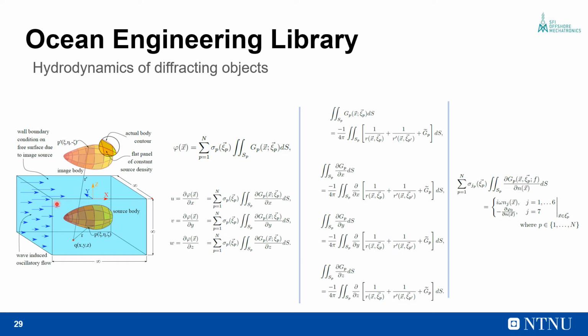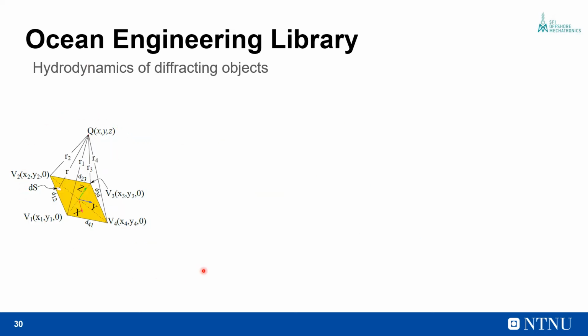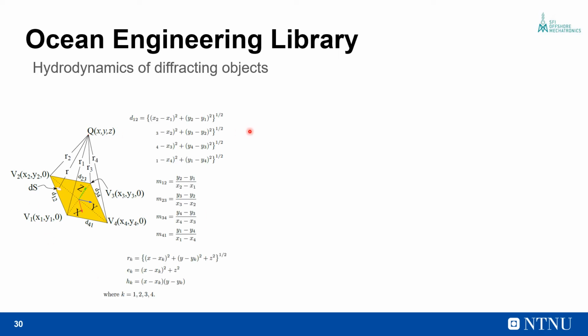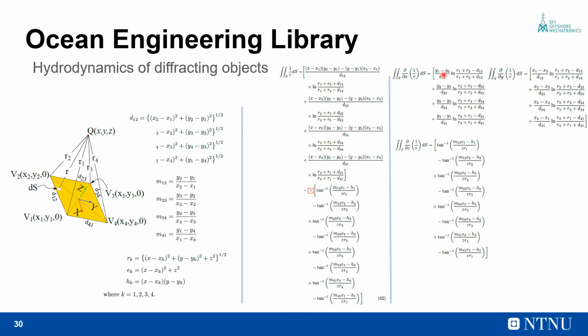Hess-Smith had approximated the body surface by using flat quadrilateral panels, each having a constant source density distribution. This allows the expression of the Green function and its derivatives in terms of integrals of the form 1/r and its derivative evaluated over flat quadrilateral panels. Another important contribution of Hess-Smith was the analytical expressions for evaluating integrals of the form 1/r and its derivatives over flat quadrilateral panels.